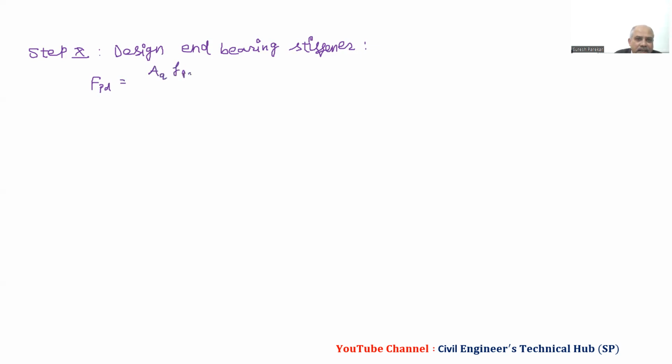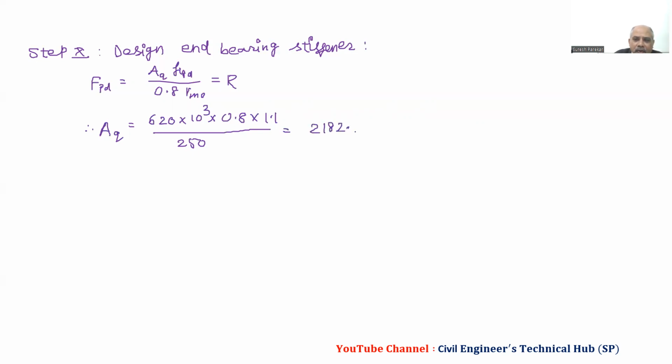Aq into fyd divided by 0.8 into gamma m0, and this is equal to R. Now if we find Aq, then we have the value of R 620 into 10 raised to 3, into 0.8, gamma m0 is 1.1, and fyd we have 250. And from this we will get area 2182.4 millimeters square.